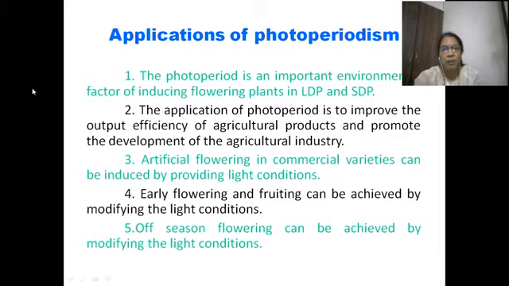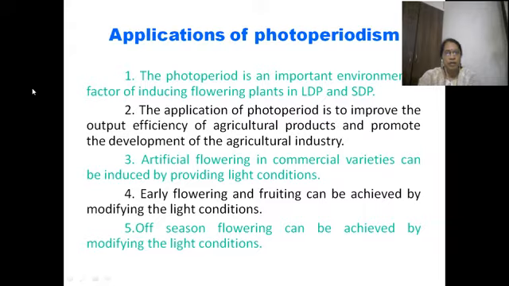Okay, now these applications, where are we using them presently? The photoperiod is an important environmental factor for inducing flowering in plants, in long day plants and in short day plants, both. Therefore this is used artificially also. We are inducing flowering in plants by modifying their conditions. The application of photoperiod is to improve the output efficiency of agricultural products and promote the development of the agricultural industry. That means they are provided with artificial light.